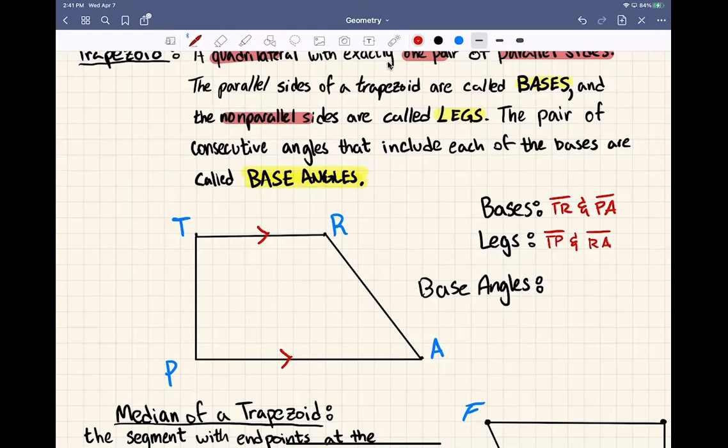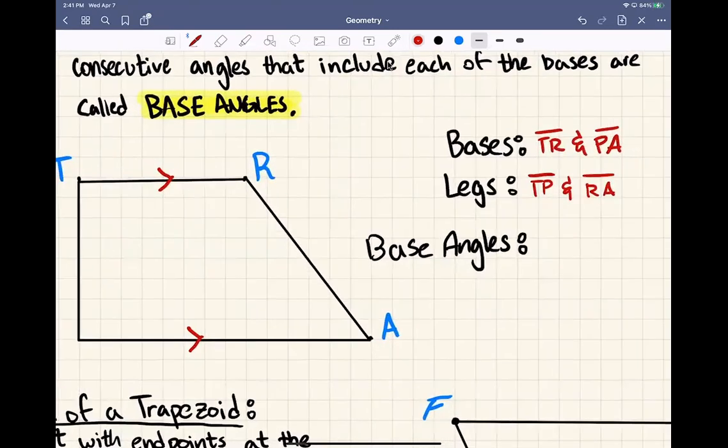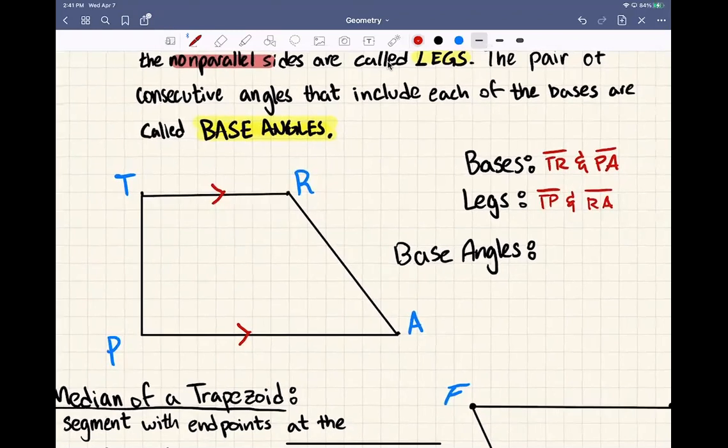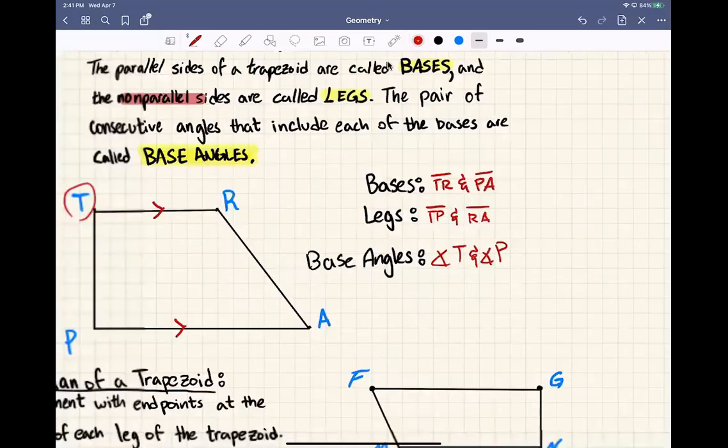The last thing we have to do is identify the base angles. The base angles are two consecutive angles that include each of the bases. So here's one angle, and in order for this angle to be a base angle, you have to have the other angle be part of the other base. So these two are one pair of angles, T and P. Angles T and P are base angles.